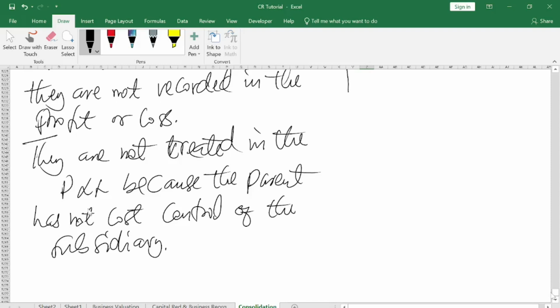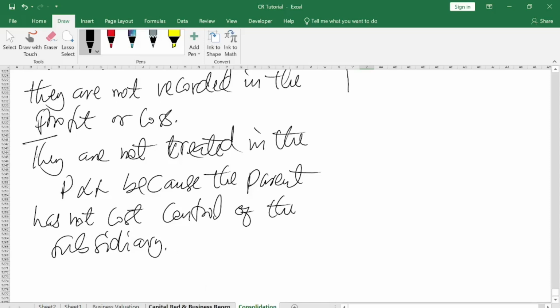How can I sell to, let's say, my brother, with whom I am in the same business, and say I'm going to make profit? Natural law doesn't even agree. That is why we have related party disclosure. So when that happens, we don't treat it in the P&L because control has not been lost yet. So you can't go and treat the profit or loss in the P&L.